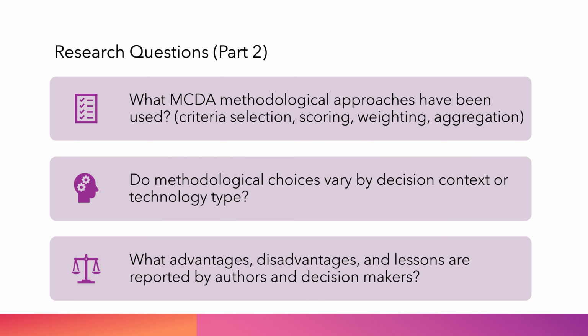So the second set of questions gets us into the nitty-gritty of how MCDA actually works. Like what kind of methods are people using? How do they pick their criteria? How do they score things? How do they decide what's more important? How do they weigh everything? And then how do they put it all together? They also wanted to know if certain methods work better for certain types of decisions. Like maybe you would use one approach for evaluating a drug and a different one for a public health program.